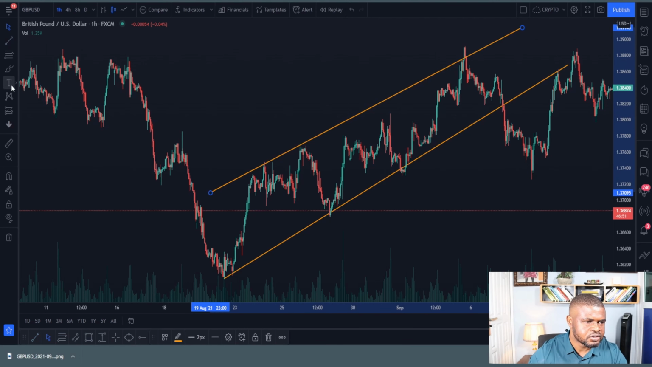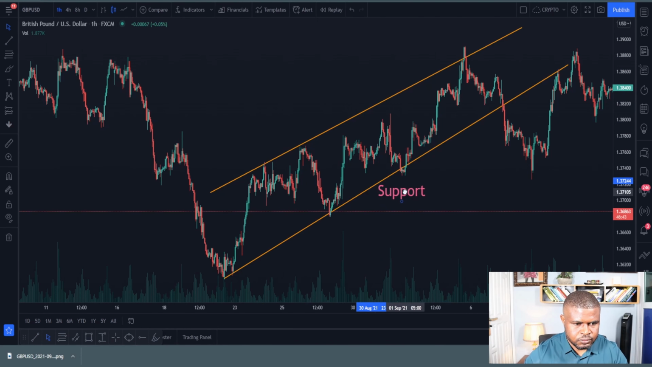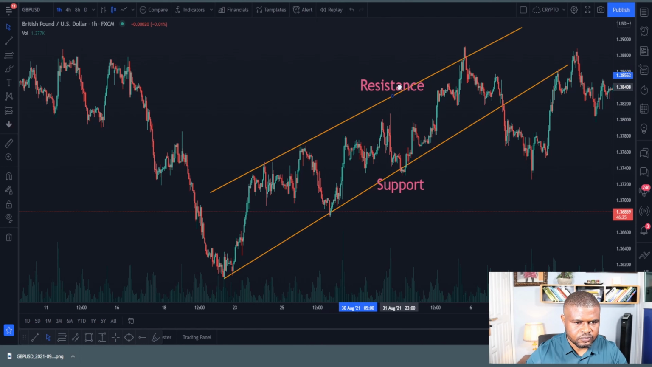Support, support, resistance, right? Of course, the price action.